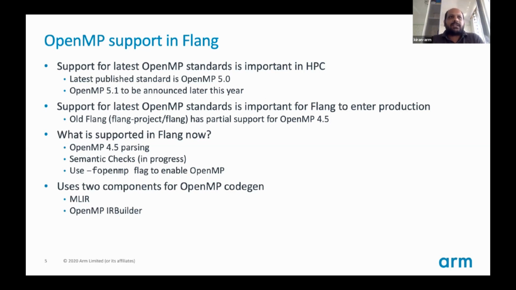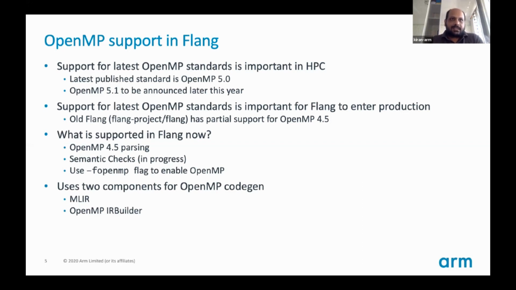So what is supported in Flang right now? Flang supports OpenMP 4.5 parsing. It supports some semantic checks. The work is in progress, it's not complete, but it's in progress. And if someone has to use OpenMP with Flang, then you have to use the OpenMP flag to enable the OpenMP pragmas.